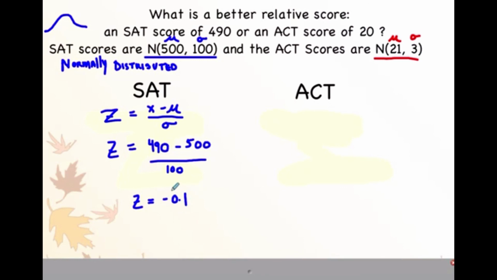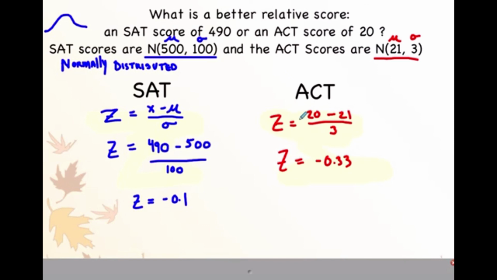All right, now let's do ACT, z-score. All right, so the person scored a 20 on the ACT. The average is a 21. And the standard deviation is a 3. So type that in. And the z-score for this is negative 0.33.